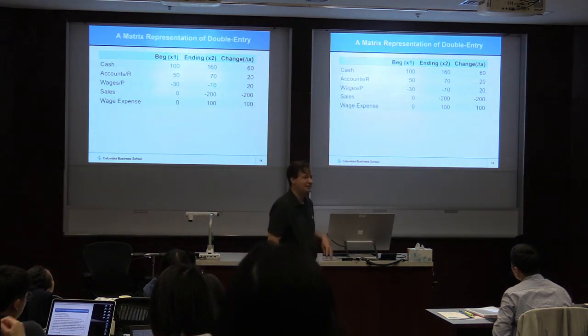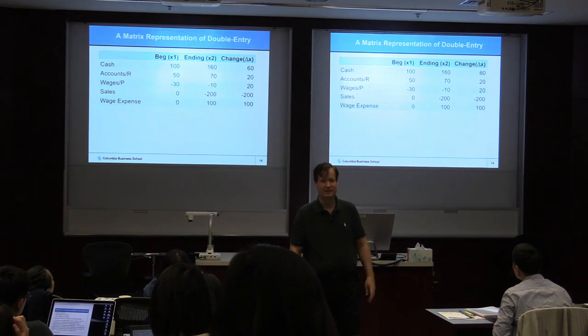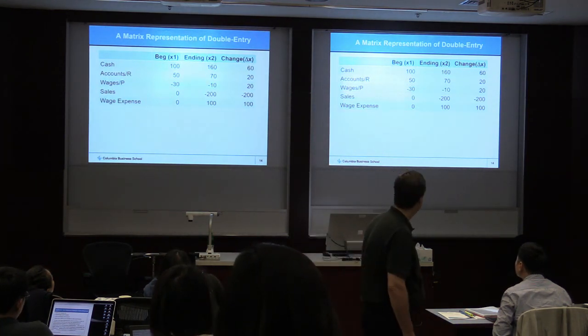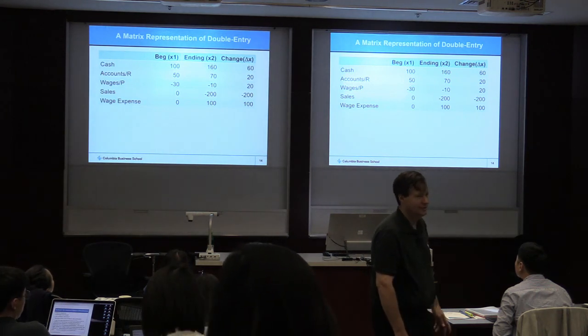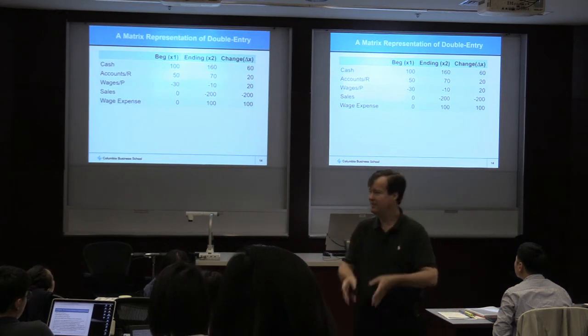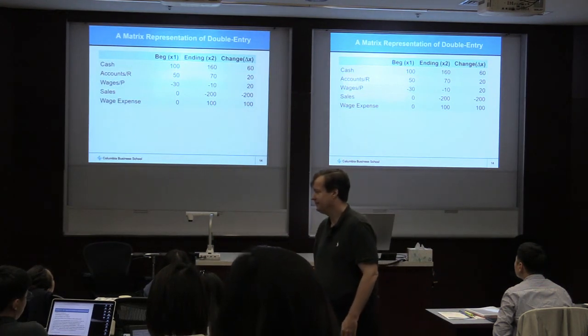So let's think about the mathematical structure. What is double entry bookkeeping? So suppose I've got the following transactions. Actually, those aren't transactions. What are those? Changes in balance sheets, right? So I've got a beginning balance sheet, an ending balance sheet, and changes during the period. Okay?